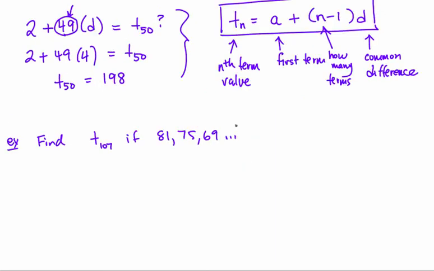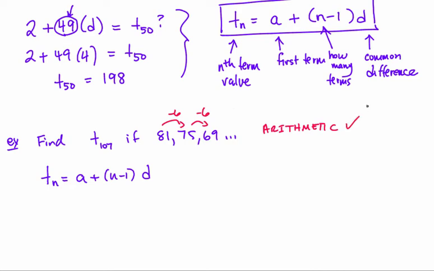Okay, let's find the 107th term if you start at 81 and then you have 75 and then you have 69. So obviously you don't want to list out all 107 terms. So let's see if we can figure out using this formula what the value of that term is. So is this arithmetic? That's our first thing to look for, and I detect that by seeing, do I go up or down the same amount each time?